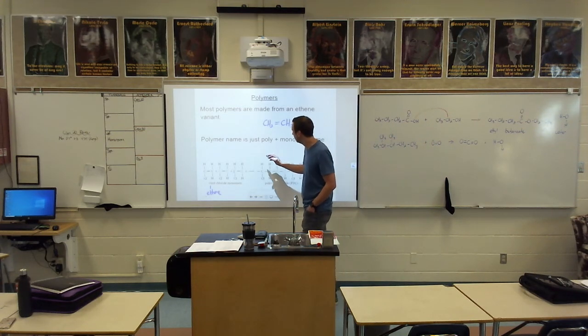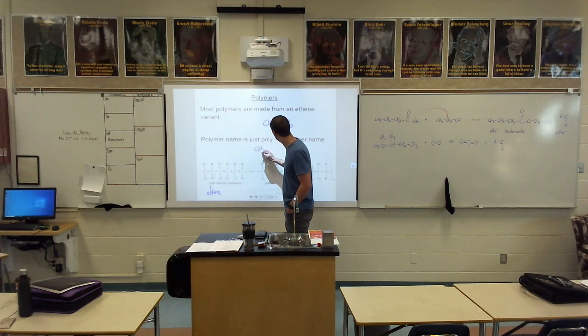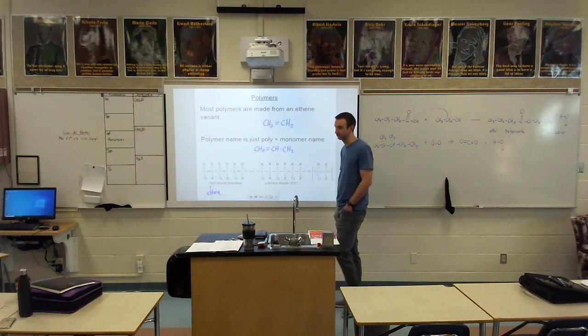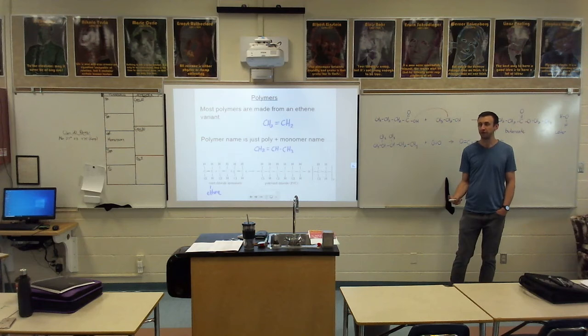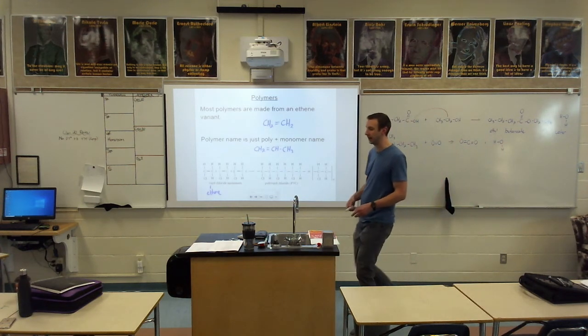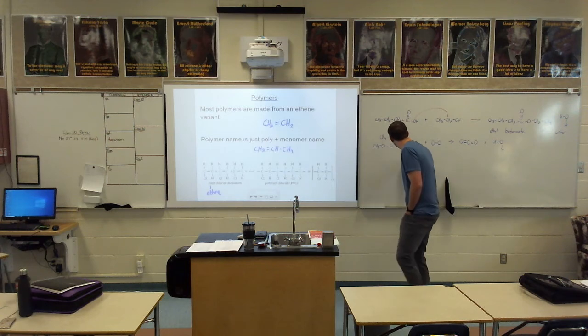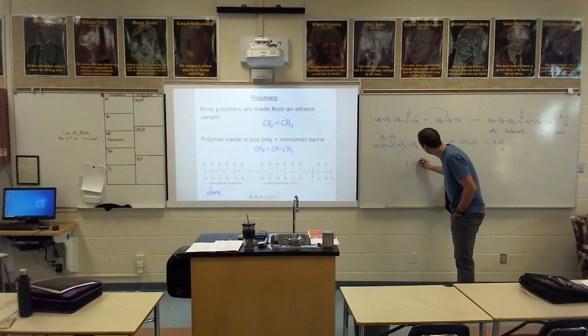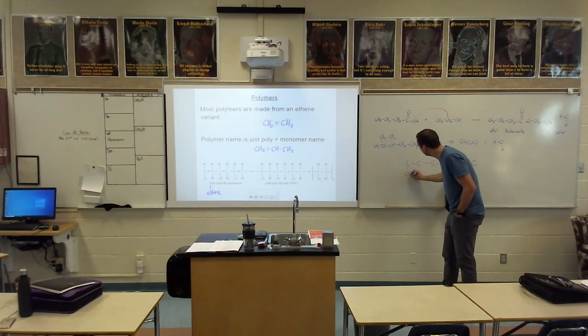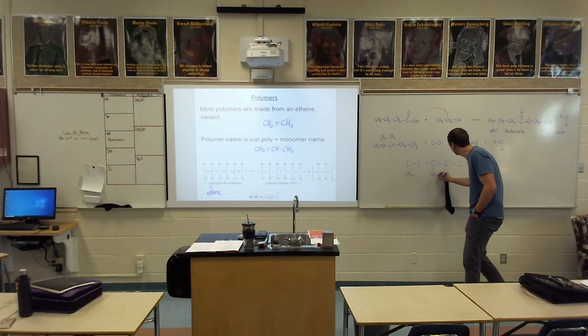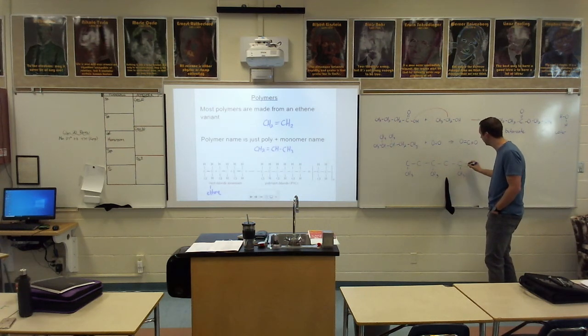If I had this as a monomer, CH2 to CH to CH3, that would make polypropene. If you've heard of polypropylene, like bank notes, that's actually this building block. So what that actually makes for a polymer is you have C to C to C to C to C to C. Every second one of these would have a CH3 coming off of it. It's like that.